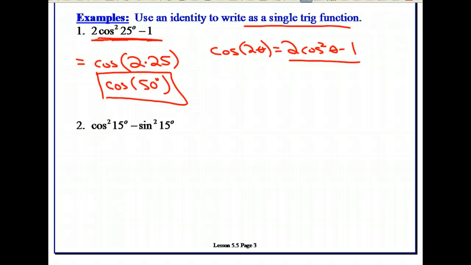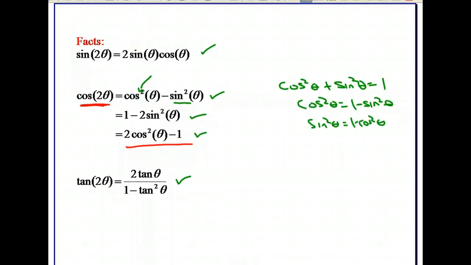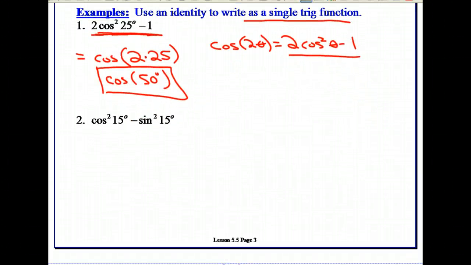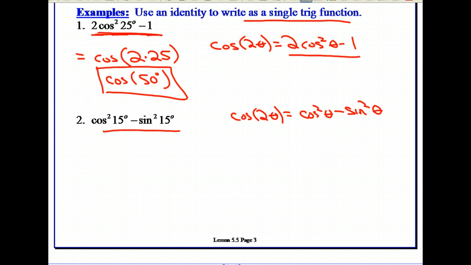All right, next one. Cosine squared minus sine squared. Come back and look at my identities. Where's cosine squared minus sine squared? Look, right there. It's the same identity. I'm going to show a little bit of work, but it's possible some of you are doing this in your head. So I know the cosine of 2 theta is cosine squared minus sine squared. I've got the right side, cosine squared minus sine squared. I'll take that out and put in the left side. It's the cosine of 2 theta, but theta is 15. So 2 times 15 is 30. So it's the cosine of 30.